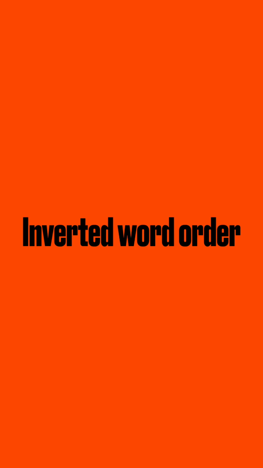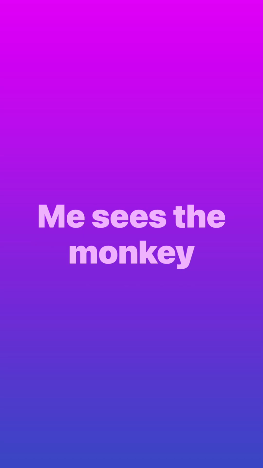Another difference is that even though Swedish and English generally have roughly the same word order, Swedish also allows for inverted word order more often than English does. For instance, you can say apan ser mig. But you can also say mig ser apan, which is impossible in English. Imagine saying me sees the monkey in English. It would sound weird.